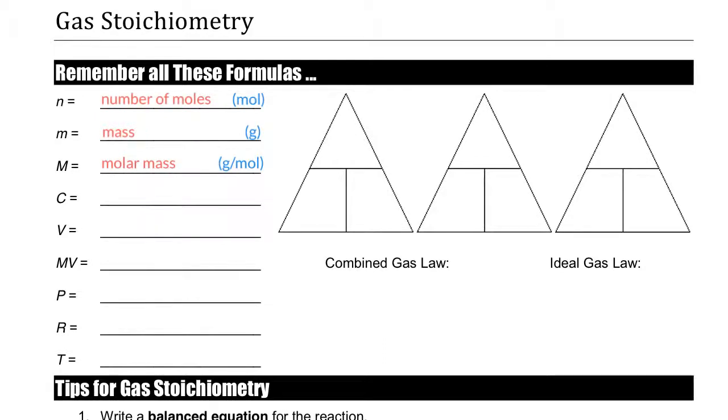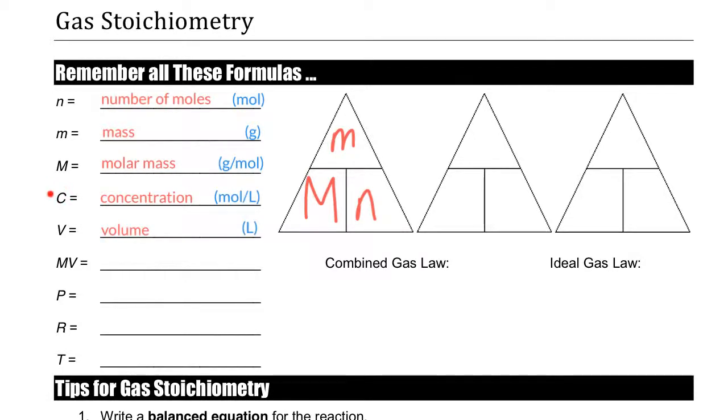We started off by talking about moles. N is the number of moles, little m represents mass, big M represents molar mass. And we used these values in this formula: number of moles is equal to mass divided by molar mass. So that was one of our formulas.